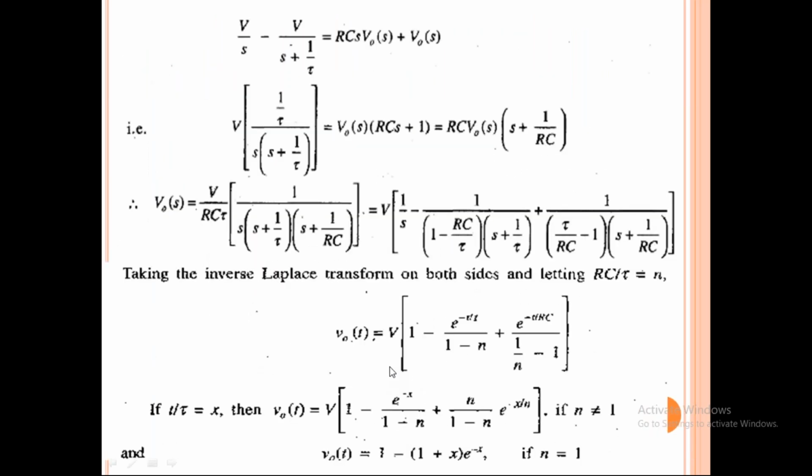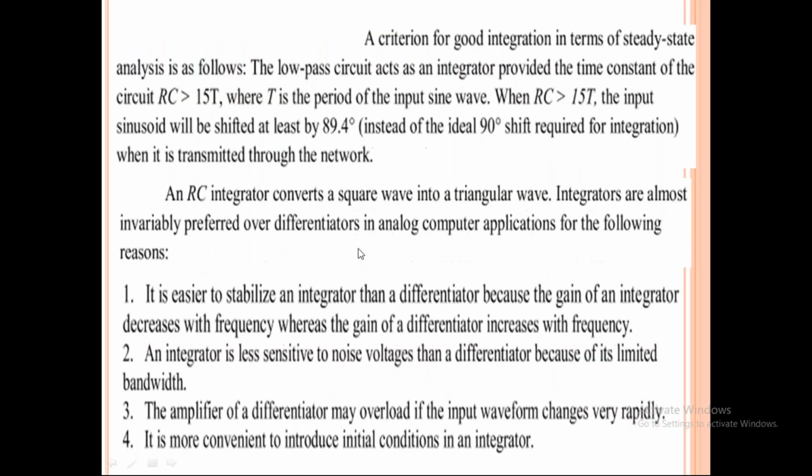So next, the low pass filter, how can you say it is a good integrator? What is the condition for a good integrator? Here RC should be greater than 15T. It's a very, very important condition. For the condition RC equal to 15T, the phase angle difference between input and output is 89.4 degrees. If you increase RC far greater than 15T, then it will be almost close to 90 degrees. This is the condition for good integration. Here RC is far greater than 15T, then the low pass RC circuit acts as a good integrator.